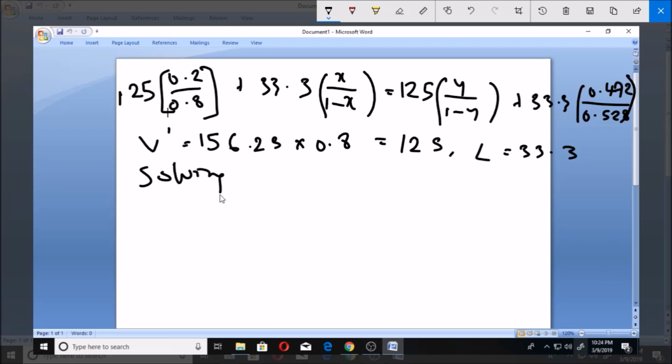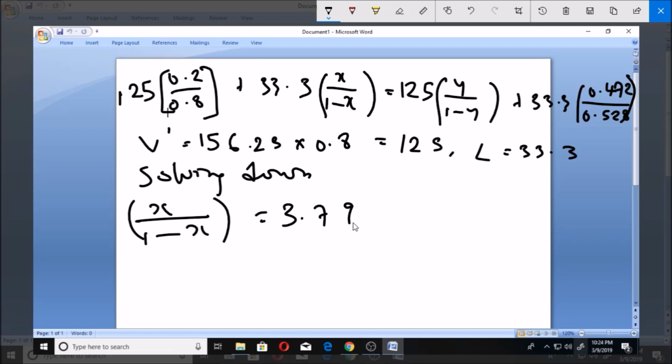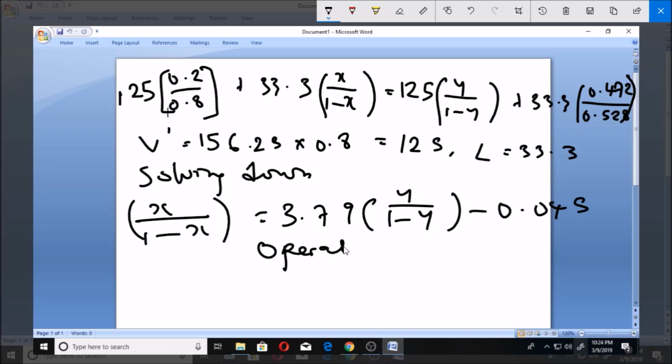Solving this equation down, we now have that x all over 1 minus x is equal to 3.79 brackets y all over 1 minus y minus 0.045. This is known as the operating line equation. So this is the operating line equation, and with this operating line equation we can obtain the following data and tabulate it. You can obtain x and y.